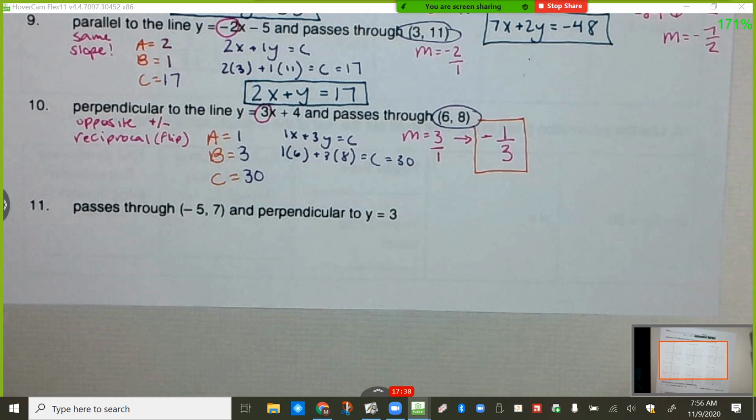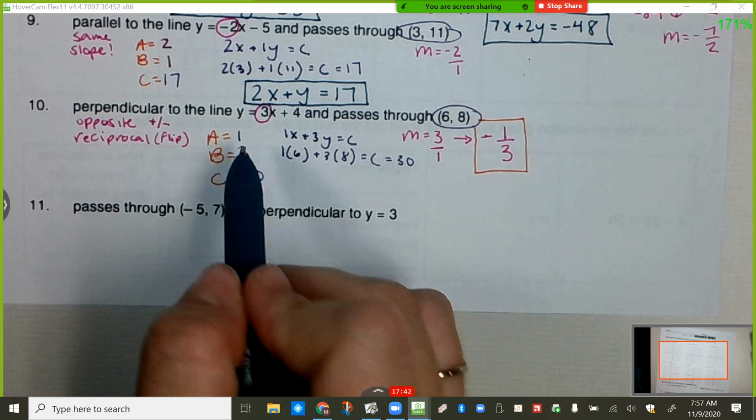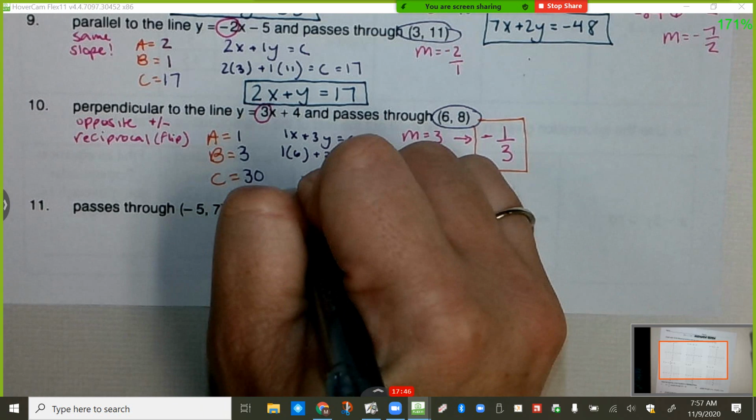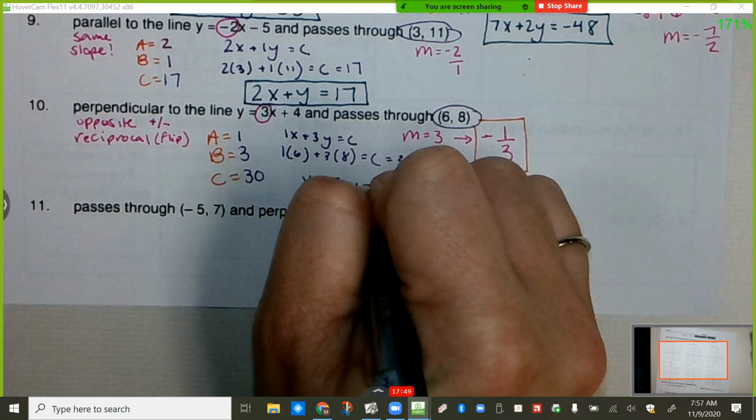Do I need to change anything before I write my formula? No, because a is positive. Now, do I have to put the 1? No, so it just becomes x plus 3y equals 30.